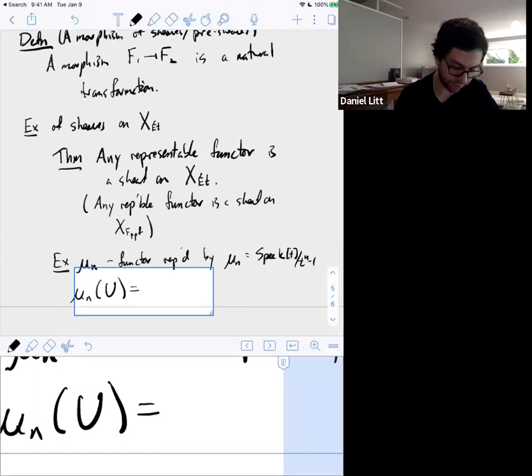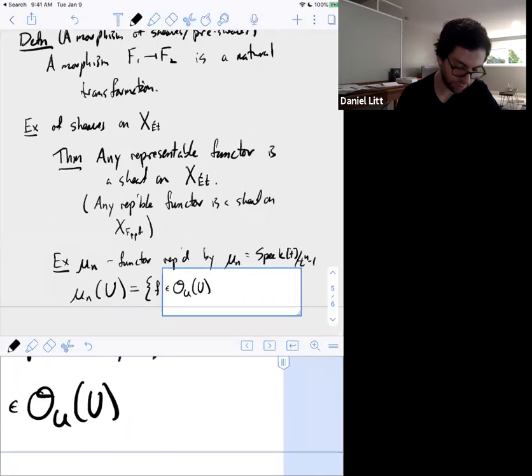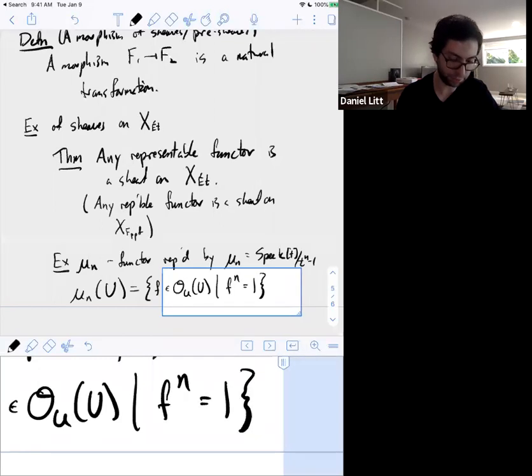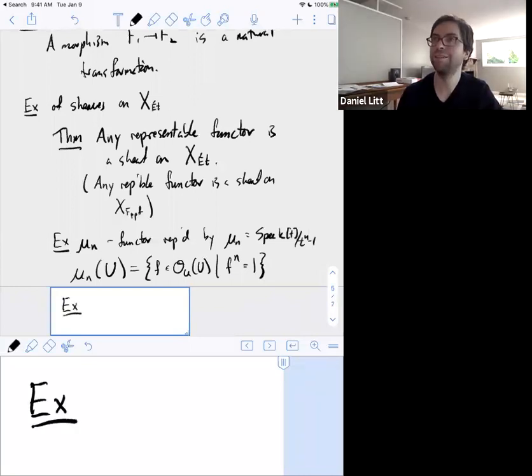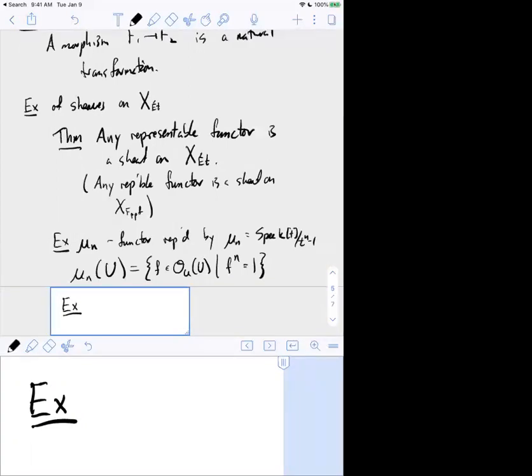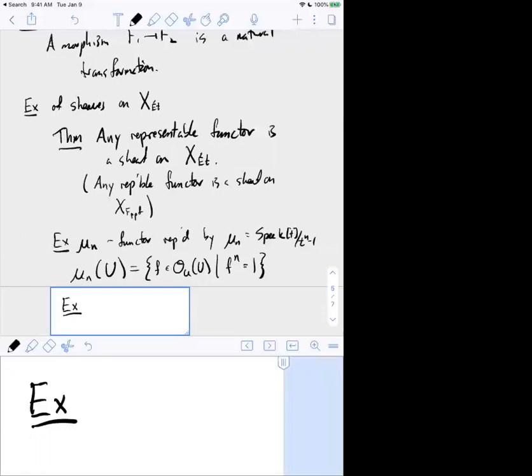Yeah. So it's exactly the sections of O_U such that f^n is equal to 1. Okay, so that's pretty concrete. Can anyone give me some other examples? Is the global sections functor representable? Yeah. So it's represented by the scheme A^1, right? When you say global sections, I assume you mean regular functions, maybe like O_X?